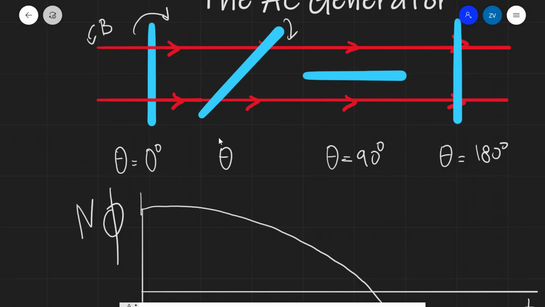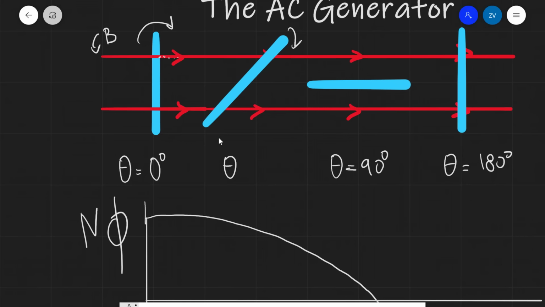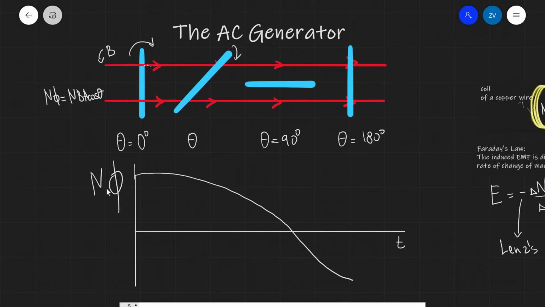Well, let's think about the angle of the normal to the field. The normal is along here. So initially we have theta equal to 0. Now remember, N phi is equal to NBA cosine of theta. So cosine of 0 is 1, so we're going to have our maximum flux right over here, and this is why a graph of the flux linkage against time for the AC generator will look like so.